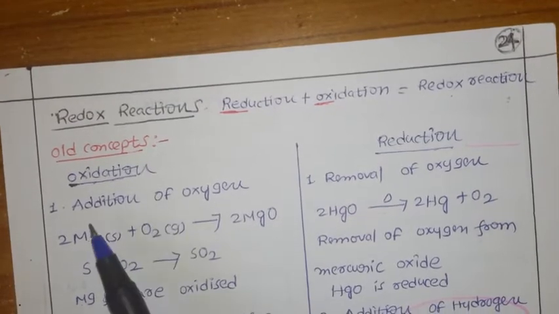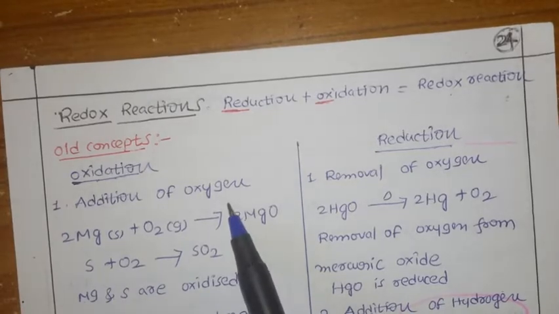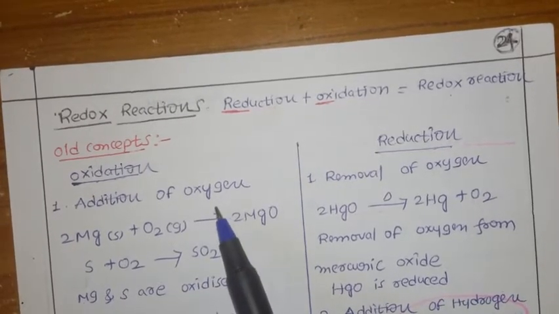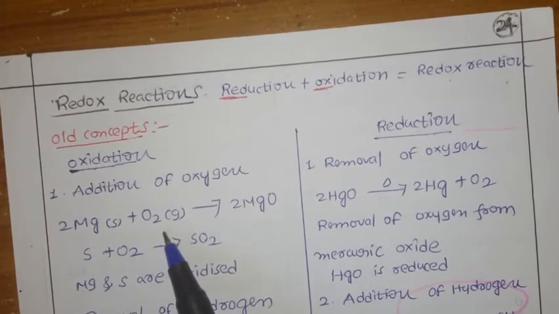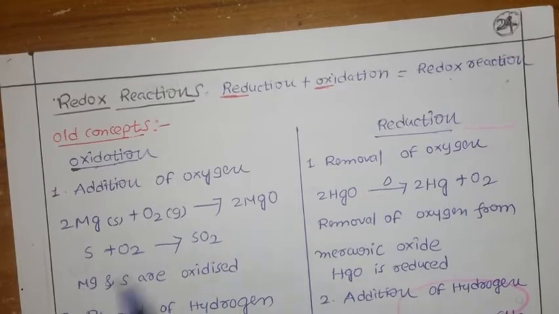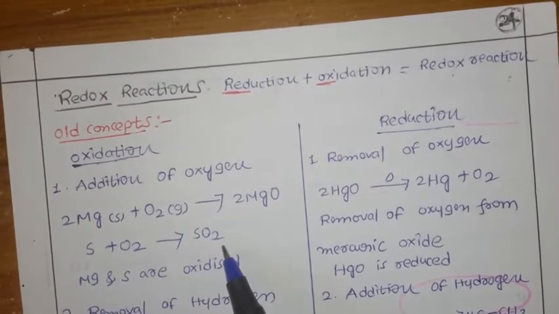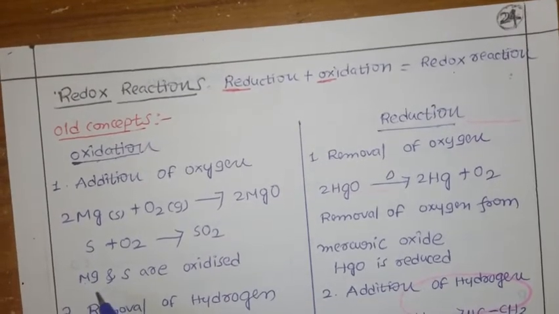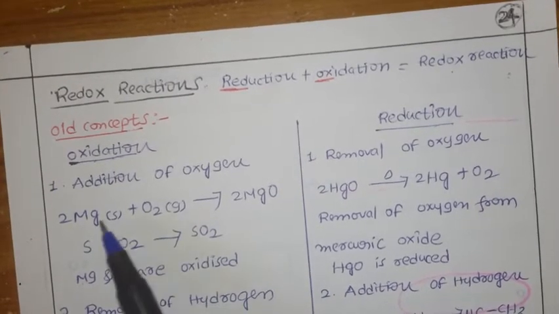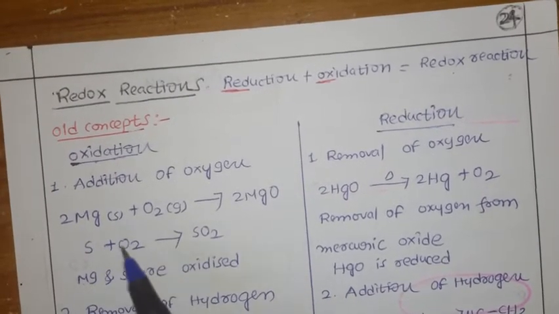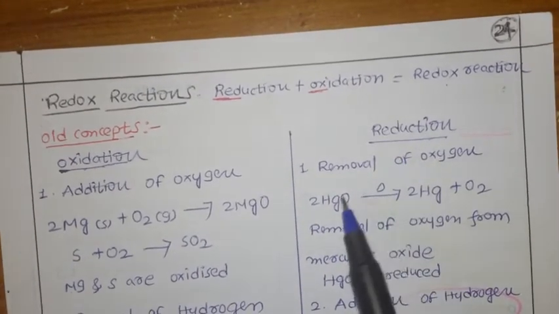First, oxidation. According to the old concept, the first definition is addition of oxygen. Addition of oxygen is called oxidation. For example, 2 moles of magnesium on reaction with oxygen gives magnesium oxide. In the next example, sulfur on reaction with oxygen gives sulfur dioxide. In this case, magnesium and sulfur are both oxidized, because in both cases there is an addition of oxygen. So addition of oxygen is called oxidation.